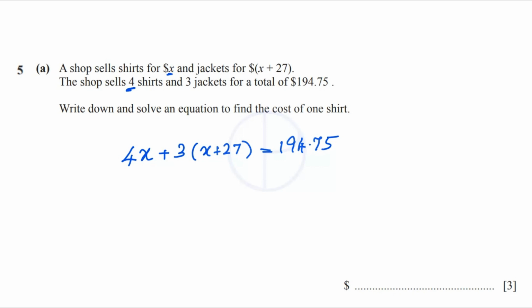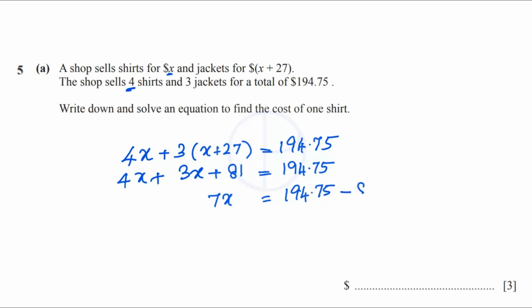Find the cost of one shirt. So let's expand this bracket and find the value of x. 3 times 27 is 81, which is equal to 194.75. So 4x plus 3x is 7x. Bring this 81 to the right hand side.